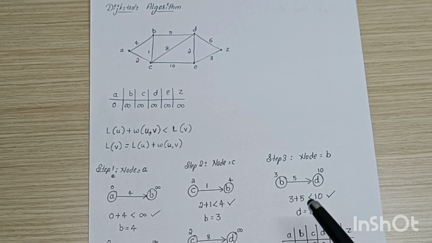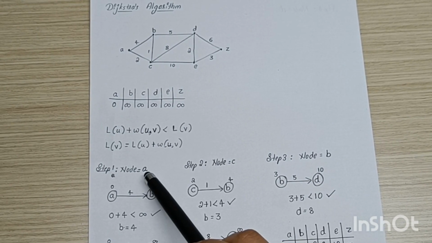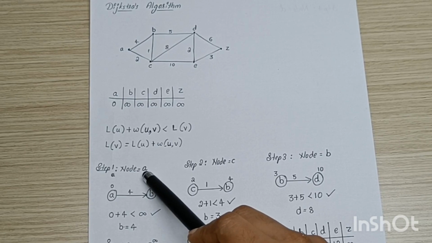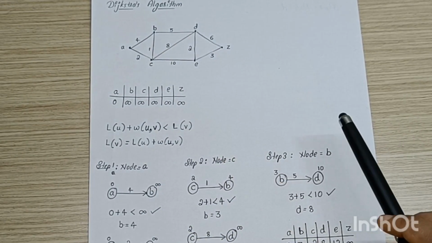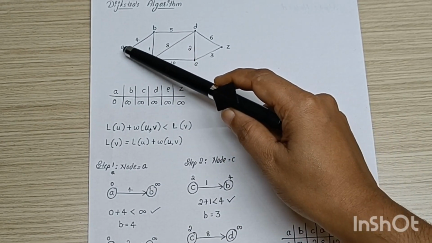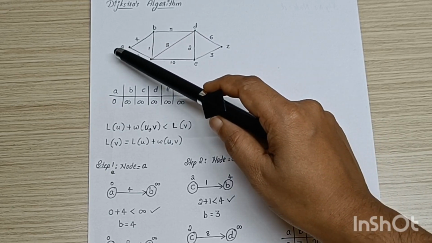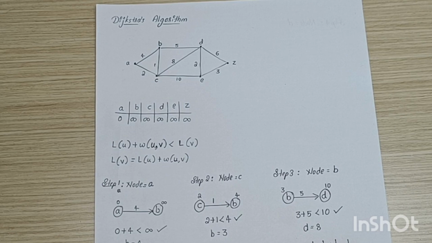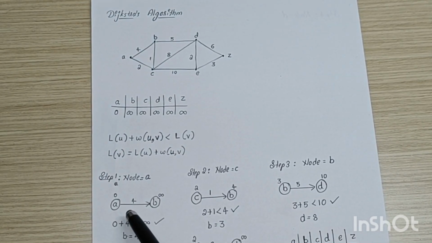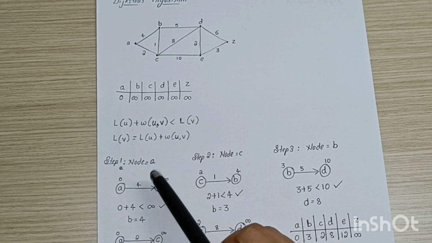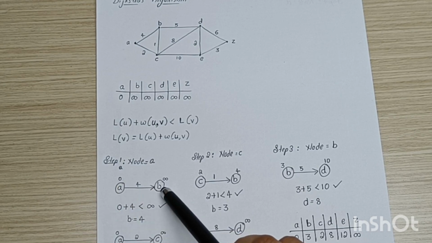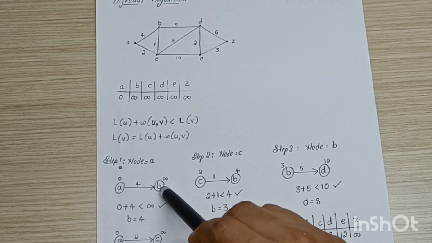Now in step 1, consider the source vertex A. You can see in the graph there are two edges from A, that is from A to B and A to C. Let us consider the first edge, A to B. Right here, A to B. So this A is the source vertex, B is the destination vertex for the time being.